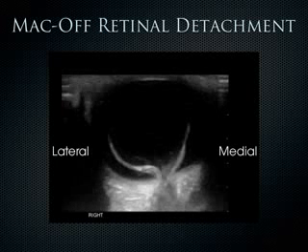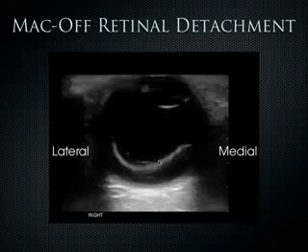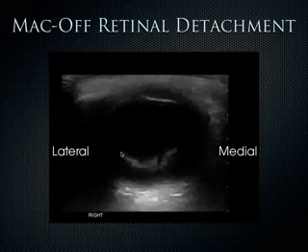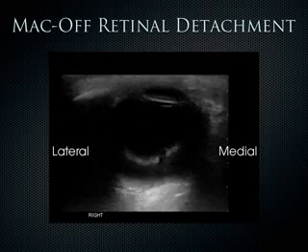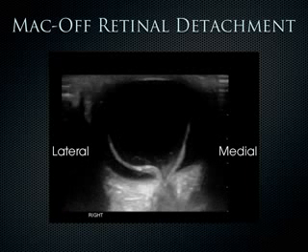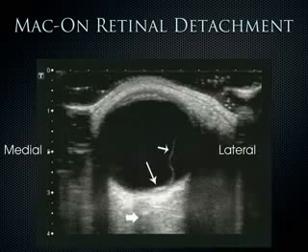And there's another example. This is the same patient. We're just fanning through it now. So as we fan through this eye, we can see that optic nerve sheath, and just lateral to it, it's not attached. And so that's a MAC-off sort of funnel-looking detachment.